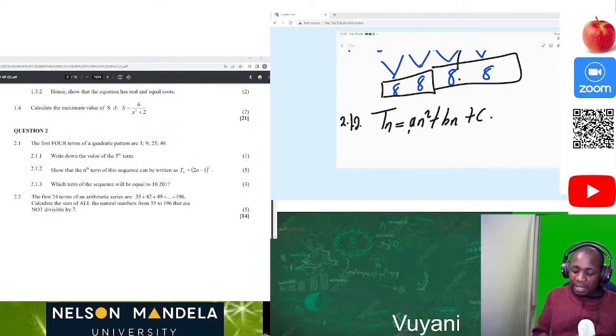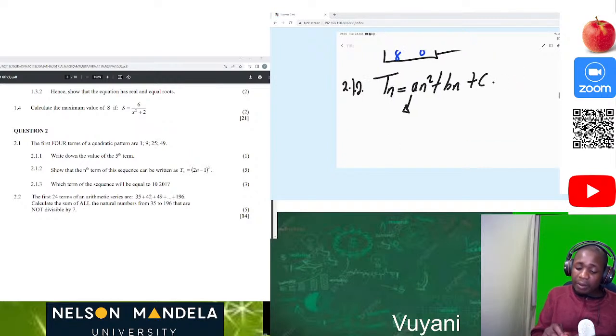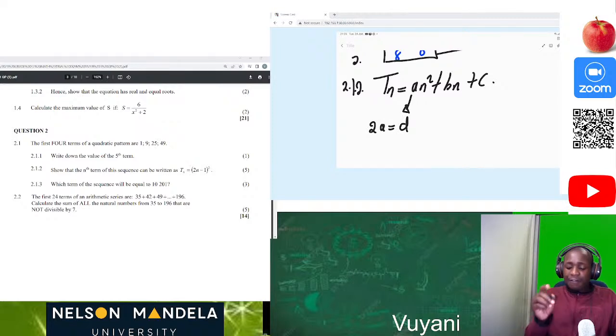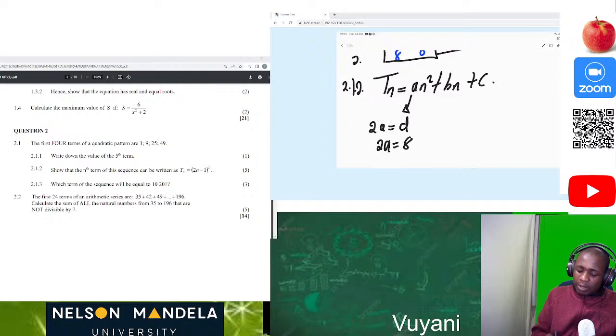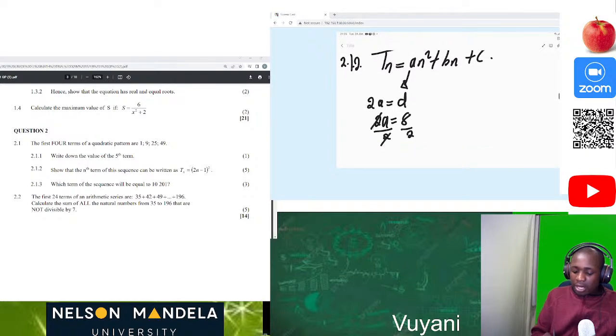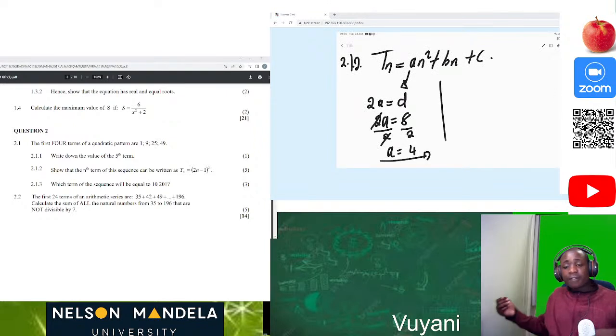Now, how do we find a first? We have our second constant difference, which is 8. So 2a is equal to d, where d is the second constant difference. So it's going to be 2a is equal to 8. Then we solve for a. This is now simple algebra. Then you get your a to be equal to 4. Now we have the value of a.